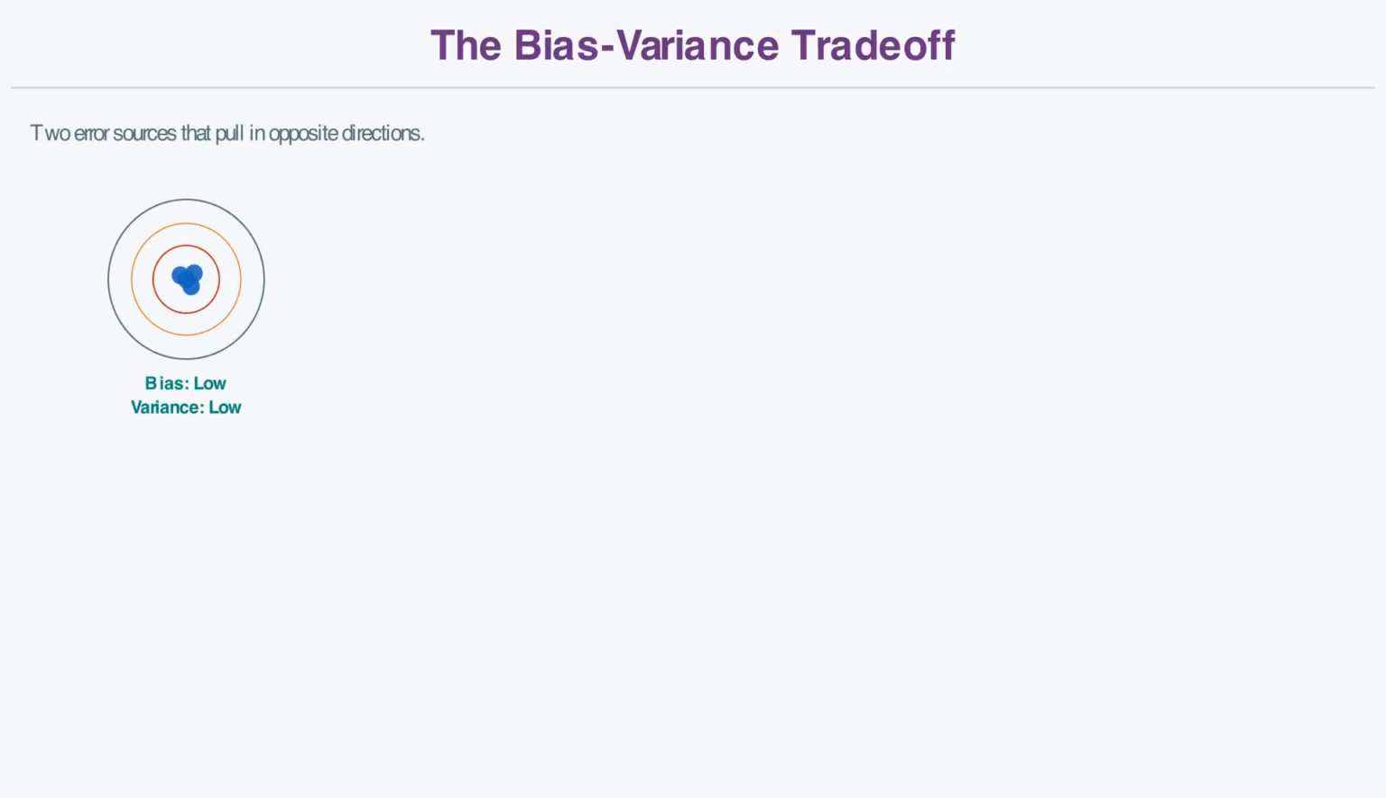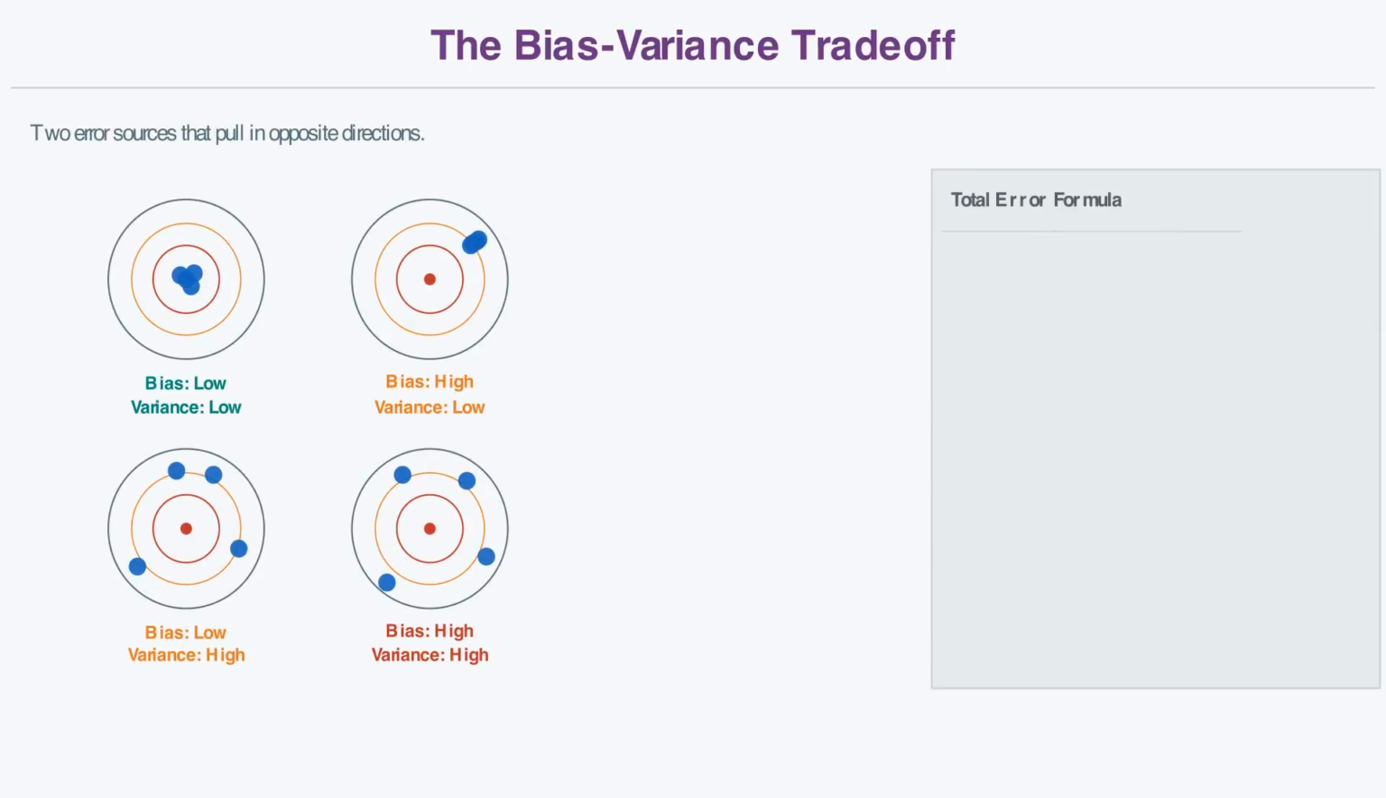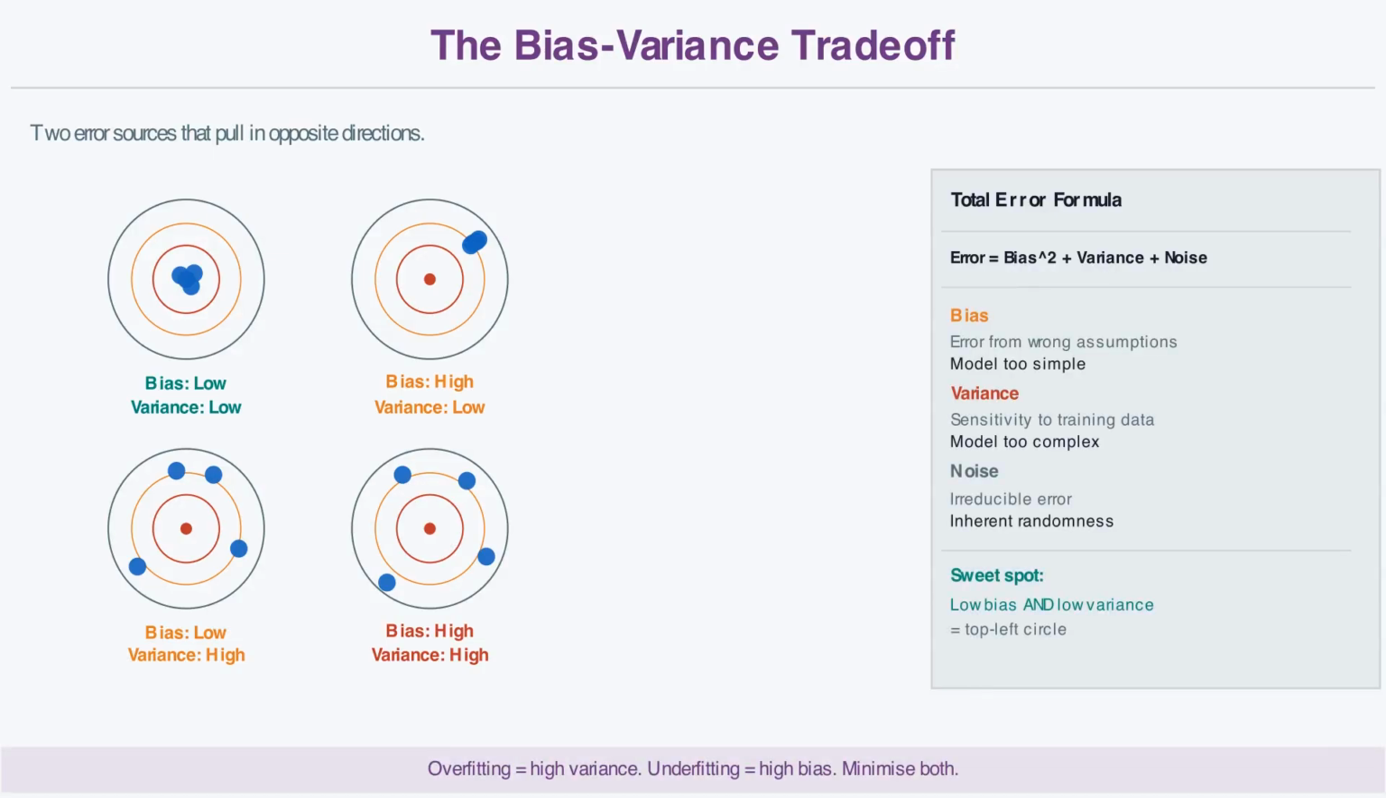There is a formal framework for understanding this tension. It is called the bias-variance trade-off. Think of an archery target. You are trying to hit the bullseye, the correct prediction. Top left, low bias, low variance. Your arrows cluster tightly on the bullseye. This is what you want. The model is accurate and consistent. Top right, high bias, low variance. Your arrows cluster tightly, but in the wrong place. The model is consistently wrong. It has learned the wrong pattern.